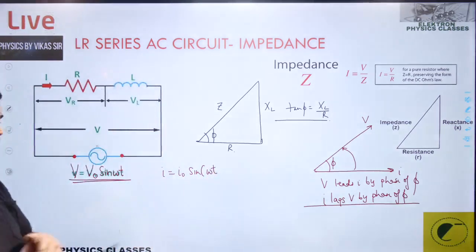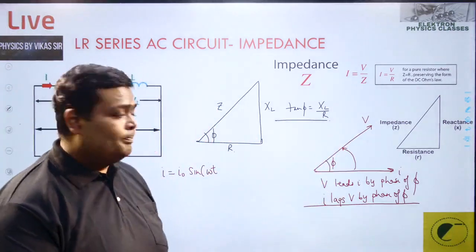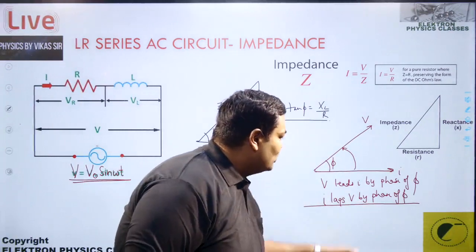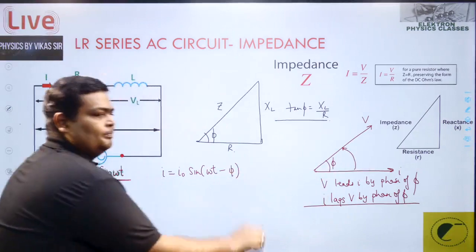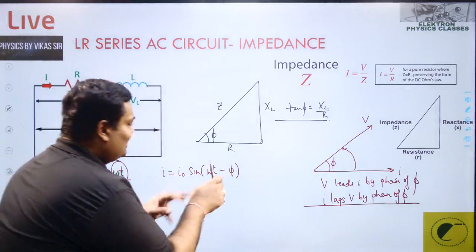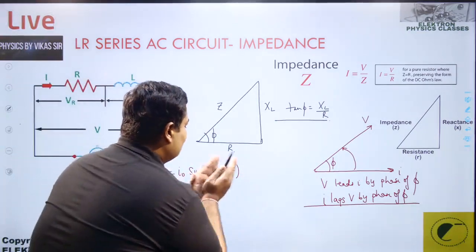Further, this is going to help me out. How does the current behave? It lags the voltage by phi. So it should be minus phi. Omega t is the phase of the voltage, and the current lags the phase of the voltage by phi, so hence minus phi.